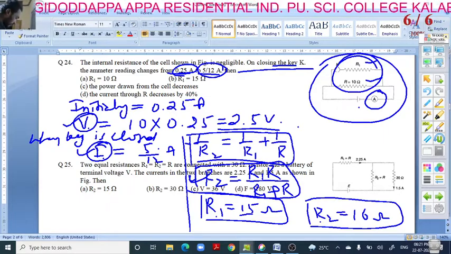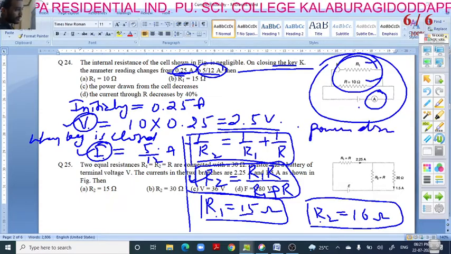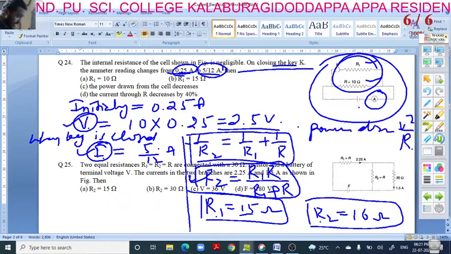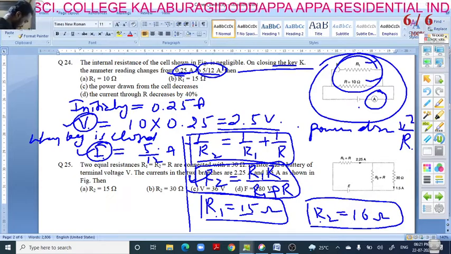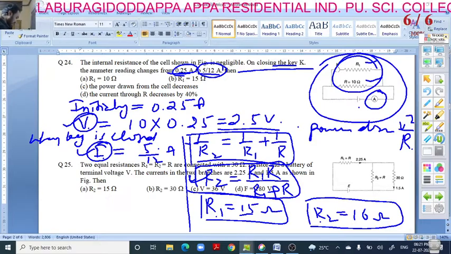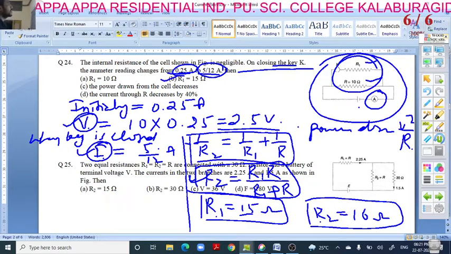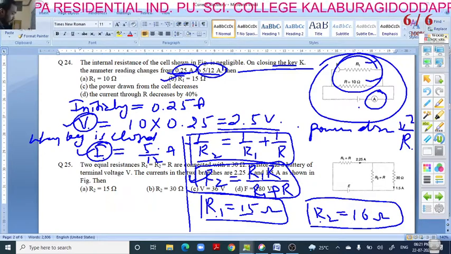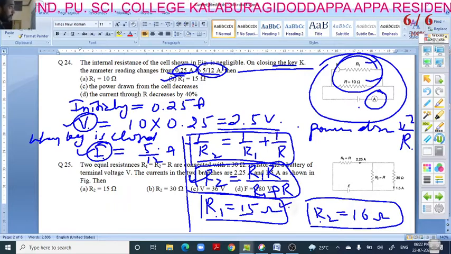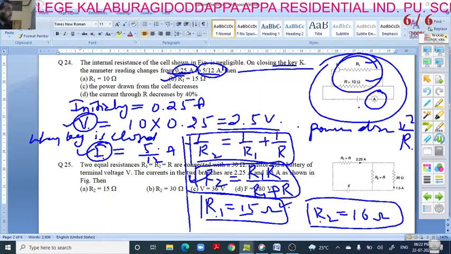So the power drawn is V square by R. Power drawn V square by R increases since the total resistance decreases, so our option is the second option. Total resistance decreases, so R1 is equal to 15 ohm. I will choose 15 ohm. Okay, this is the method. I hope you are getting this.